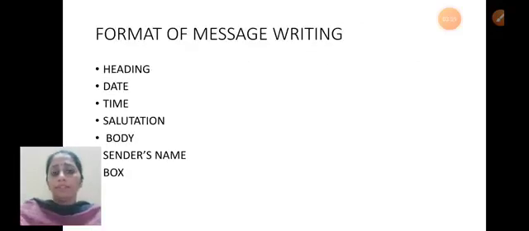We have the format of message writing. To begin with, we have the heading, followed by the date, time, salutation, body, sender's name, and the box. Now, one by one, I will be explaining all these points to you. Make sure you write them down.